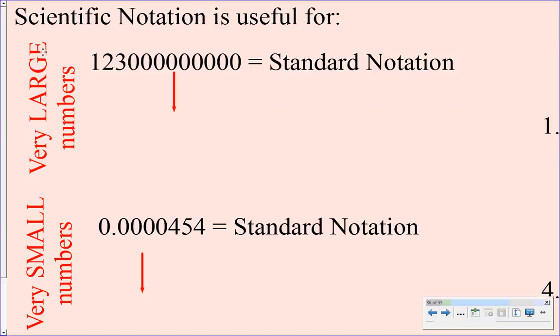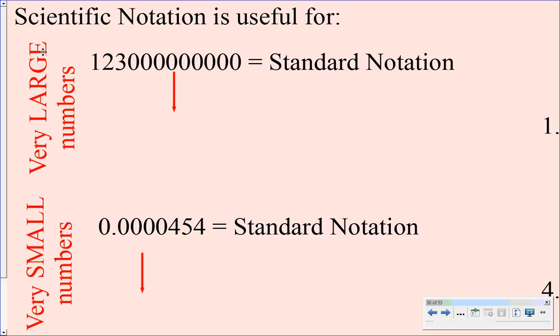Welcome to a short lesson on scientific notation. Scientific notation is not an unfamiliar type of notation for you. You've definitely seen this in other courses, but it is very important to keep in mind that there are some really important things that scientific notation is used for.